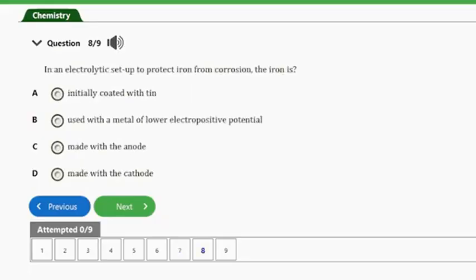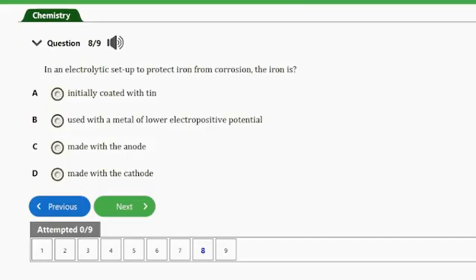Question number 8 here. It says in an electrolytic setup to protect iron from corrosion, the iron is A, initially coated with tin, B, used with a metal of lower electropositive potential, C, made with the anode, D, made with the cathode. So guys, option C and D here should be made the anode and made the cathode.